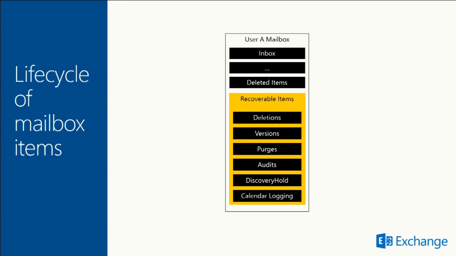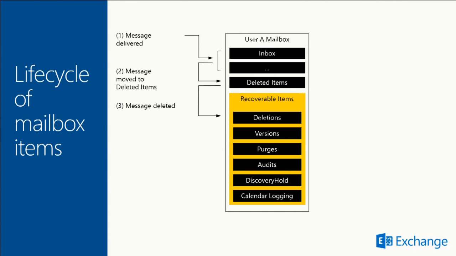And let's take a look at how this hold works. So item comes into the inbox first. Message is delivered. User deletes the message, it goes into deleted items by default, or you can press Shift-Delete. Once you do that, or empty the deleted items folder, it goes into the deletions folder in recoverable items. Now, recoverable items is another version of what we call dumpster in previous versions. We don't call that dumpster anymore. It's now a nice little name called recoverable items.